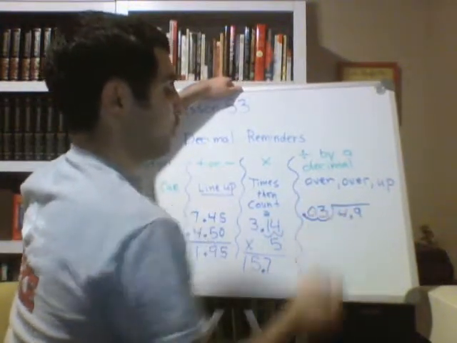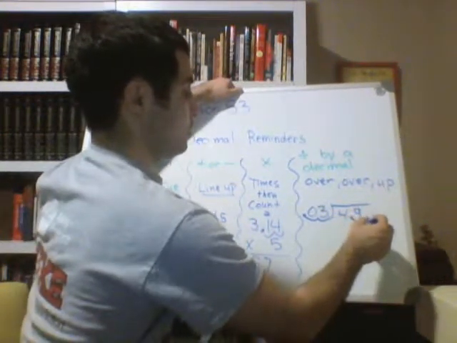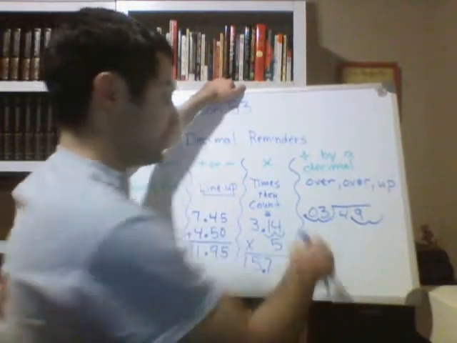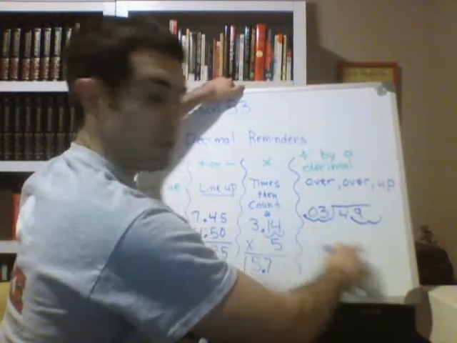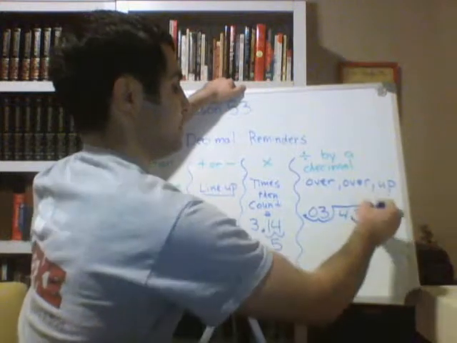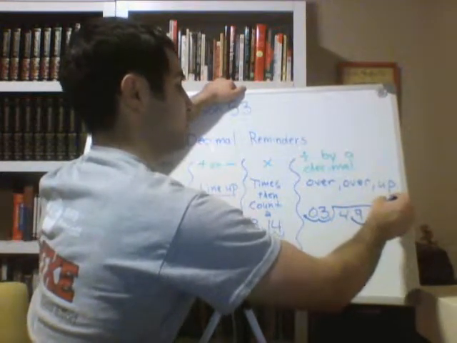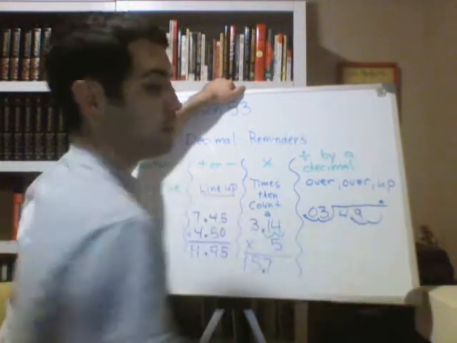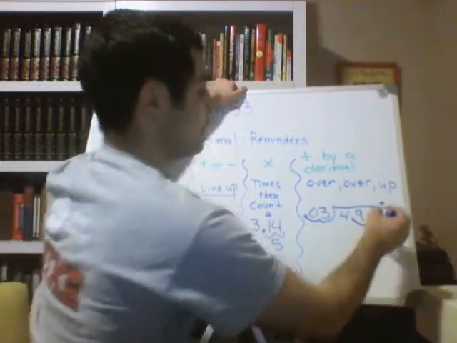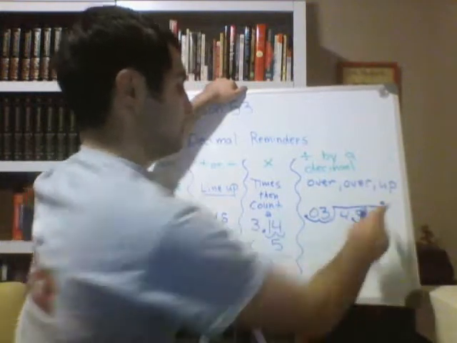That's your first over. Over. Your next over. Over. Now notice, since I jumped 2 places here, that means I'm going to have to jump 2 places here. And then you're going to go straight up. You're going to move the decimal point straight up. Notice there's a blank right there. So if you have to, you can add a placeholder 0.